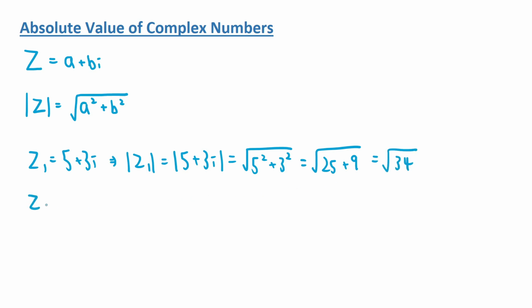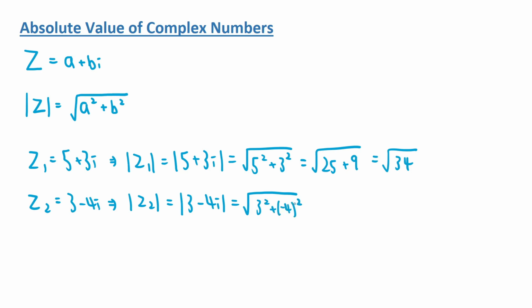If z2 equals 3 minus 4i, then the absolute value of z2 is equal to the absolute value of 3 minus 4i, which equals the square root of 3 squared plus negative 4 all squared, since a equals 3 and b equals negative 4. And this simplifies to the square root of 9 plus 16, which equals the square root of 25, which equals 5. The absolute values of a and b, which are 3 and 4, along with the answer 5, form a Pythagorean triple, which is why the absolute value of z2 turns out to be an integer.